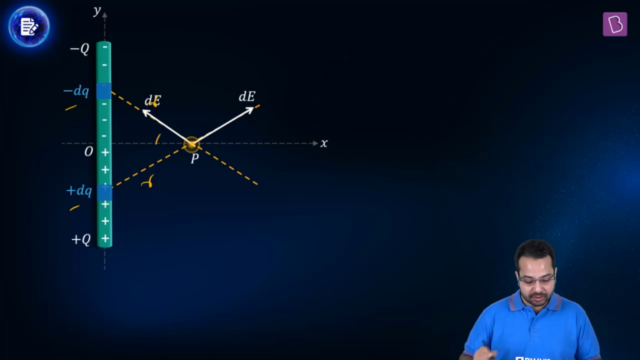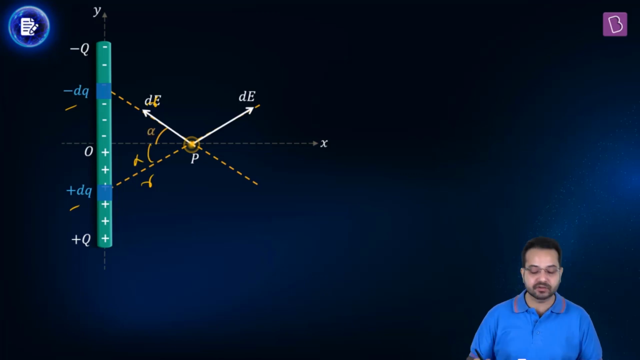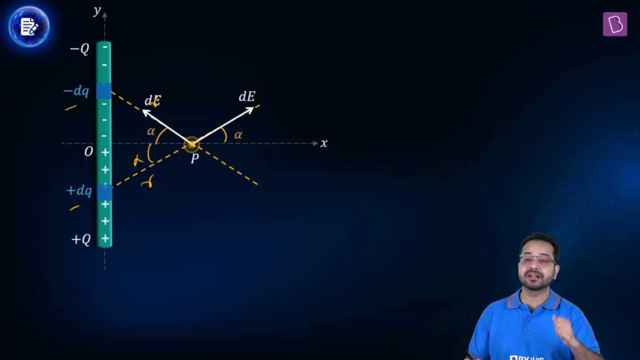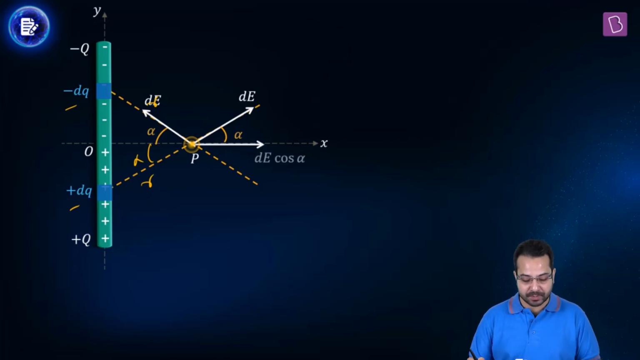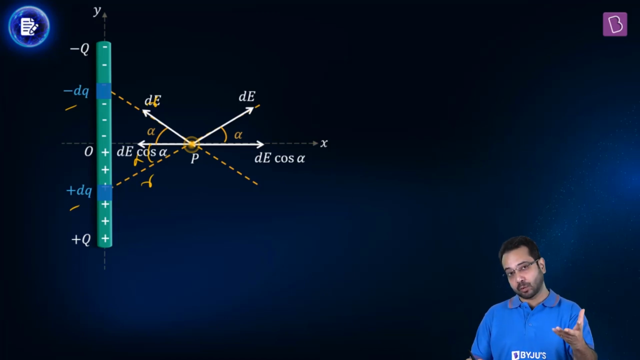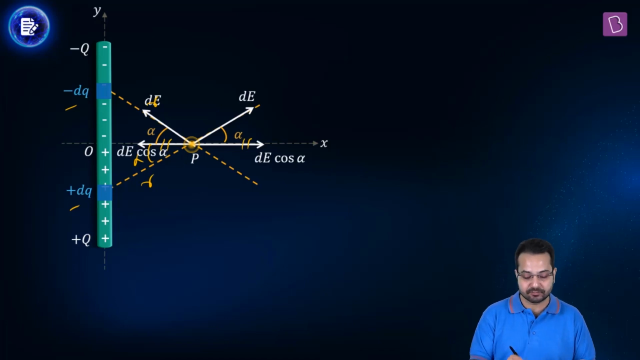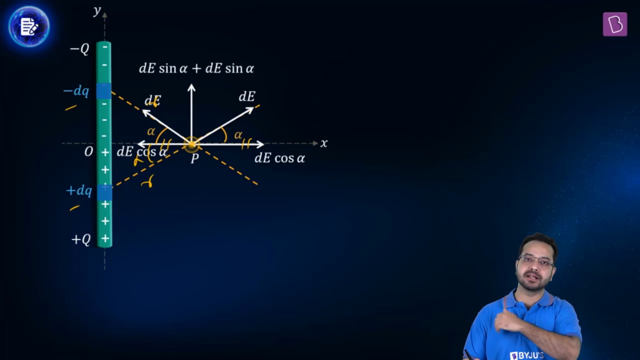Now let's say if this angle is alpha, then this angle by symmetry is also going to be alpha, which means this angle here is also going to be alpha. Now in order to find the net electric field, we can take components. So this dE will become dE cos alpha, and the other dE is also going to become dE cos alpha, and you understand very well what that is going to do. This dE cos alpha and this dE cos alpha are going to get cancelled. And their vertical components are going to be dE sin alpha and dE sin alpha.